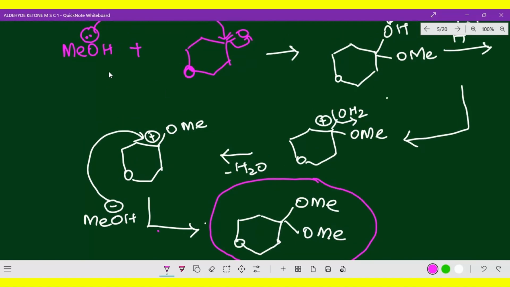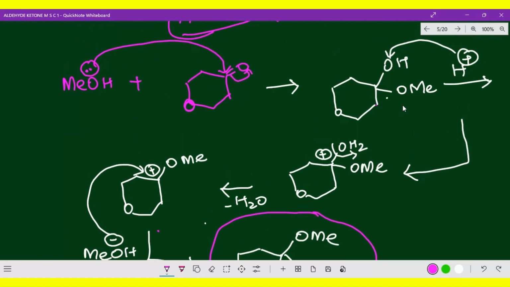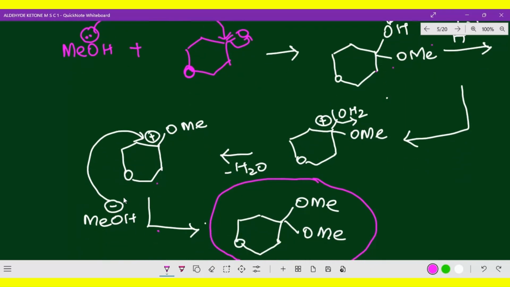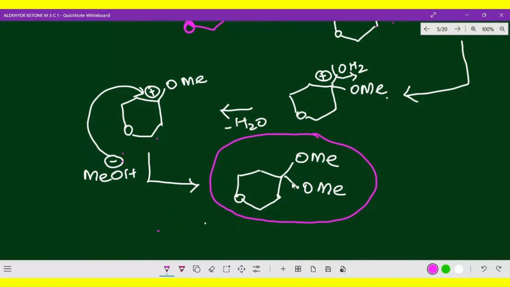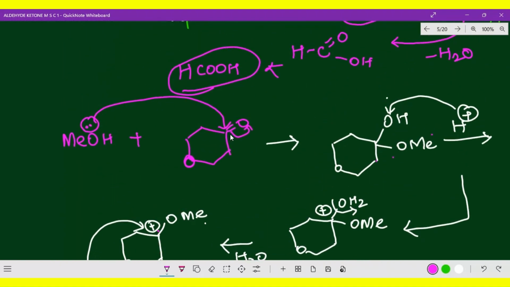So this MeOH is going to react with this compound, and you will get the protonated alcohol compound. Again it releases water, so carbocation formation takes place. Again MeOH, because 3 molecules are available, right? So 3 molecules, and you will get this product. Hope you got the clarity. How do we get this compound?